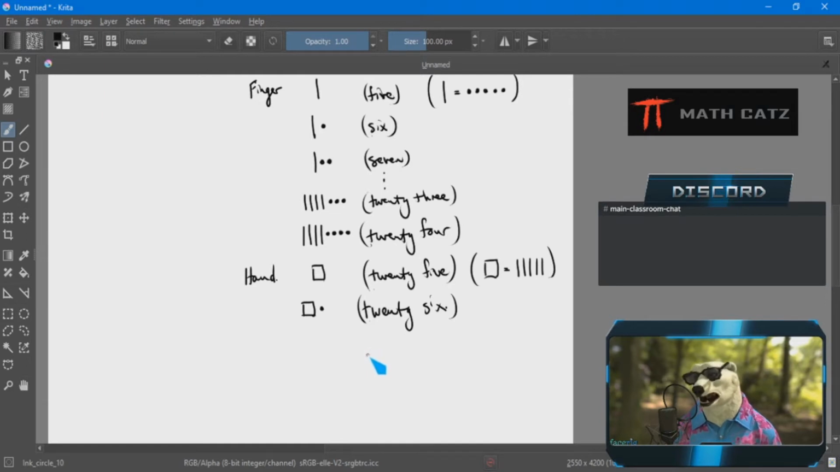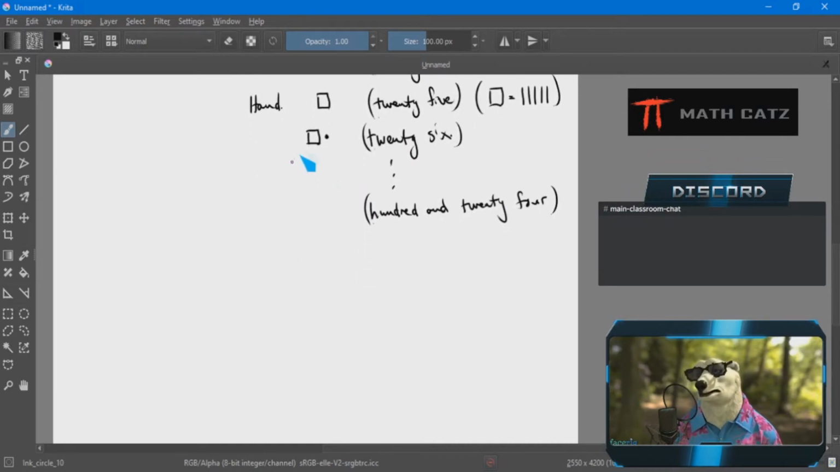So how high can I go here? I can go to 100 and 24, I claim. How would I represent 124? Well, each hand, remember, each hand is worth 25. So I could have 4 hands. That's allowed. That'll give me 100.